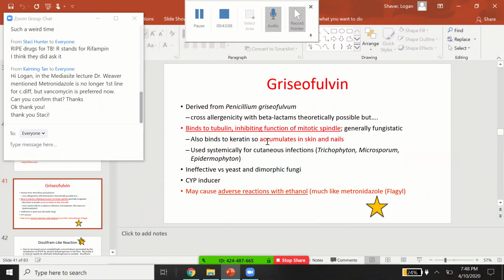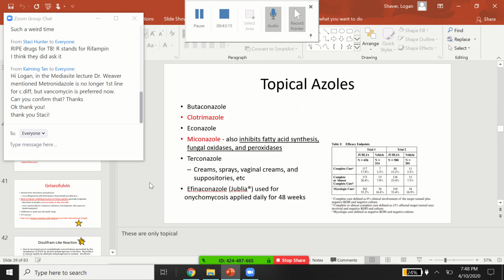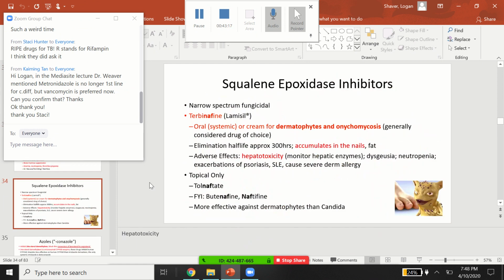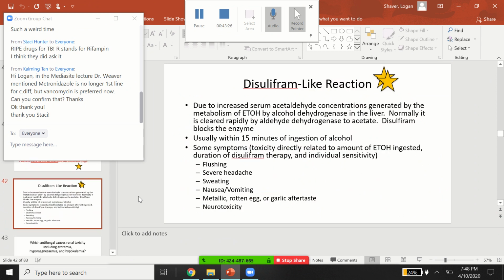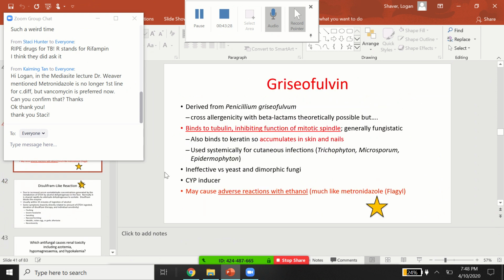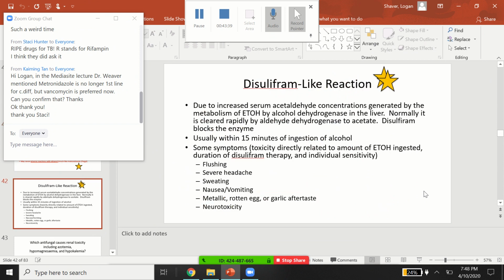Also, it binds to keratin, so it can accumulate in the skin and the nails, like we talked about a few slides ago. Let me go back to that. This one, terbinafine. It mentions that specifically as well, but I don't think she could really fashion a question out of that point specifically. It's just something else to know with griseofulvin. Once again, like I mentioned already, it can have an adverse reaction with ethanol, just like metronidazole, because it leads to that disulfiram reaction.